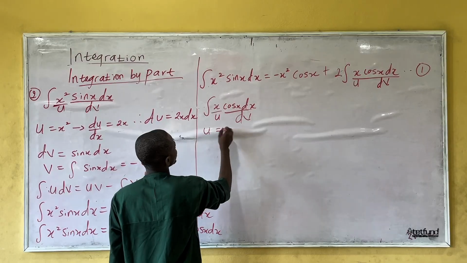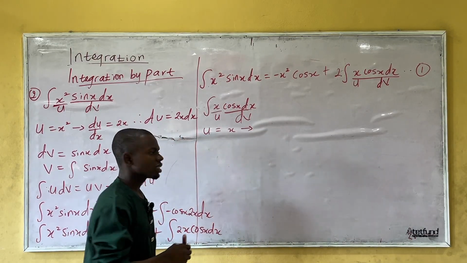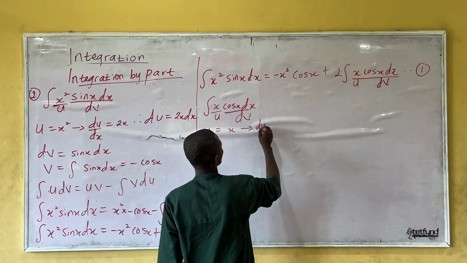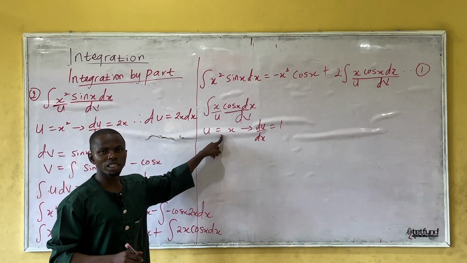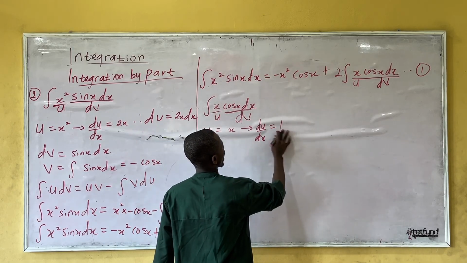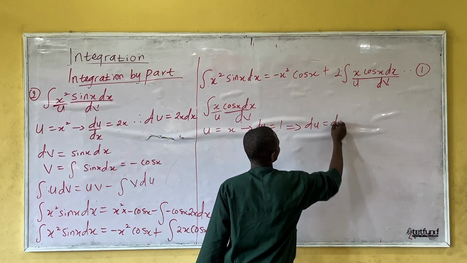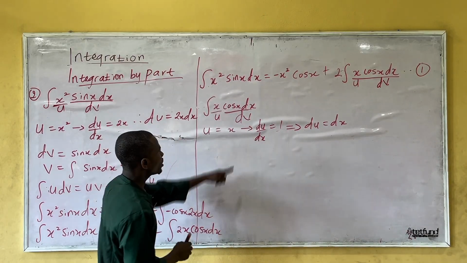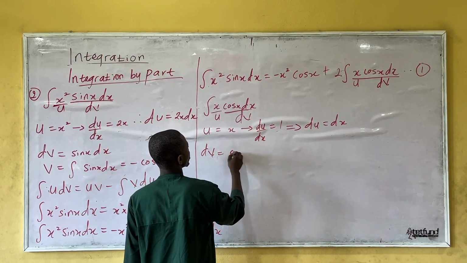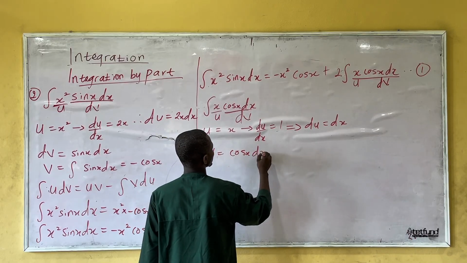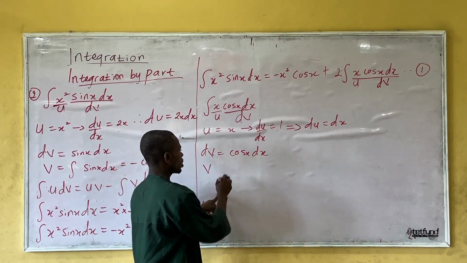If my u is x, it implies that du over dx is equal to 1, because if I differentiate x, it gives 1. If I cross multiply, it implies that du is equal to dx. Then my dv is cos x dx.